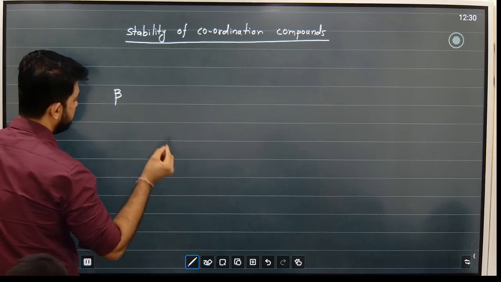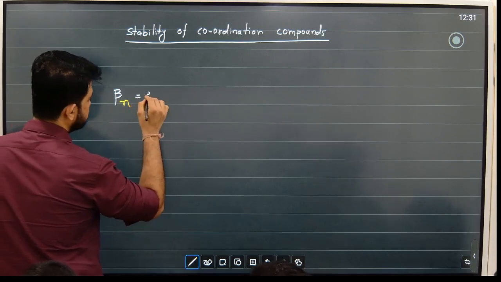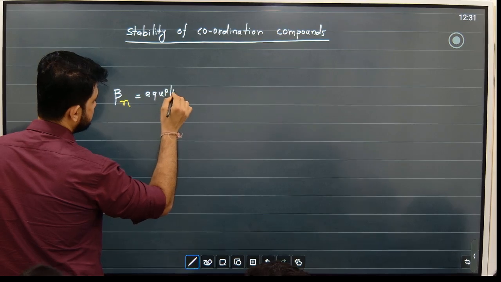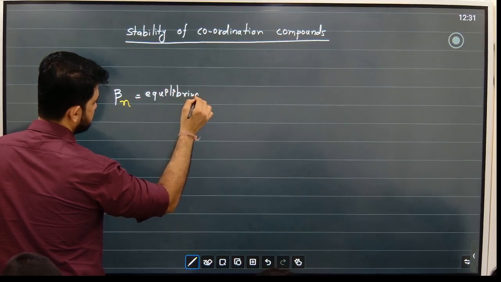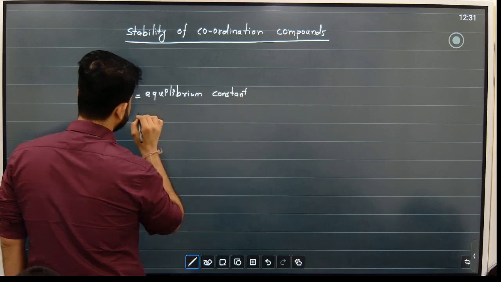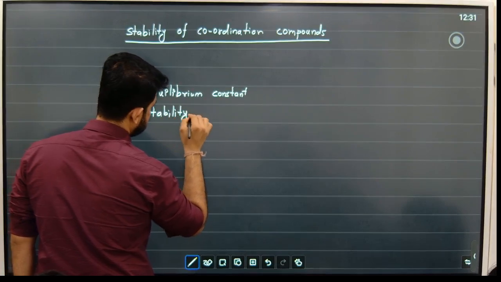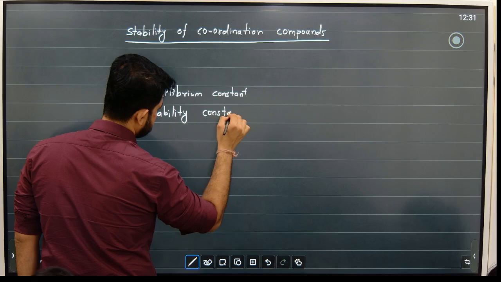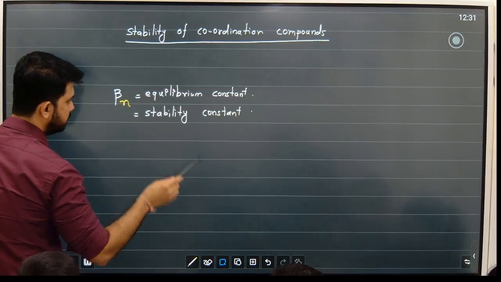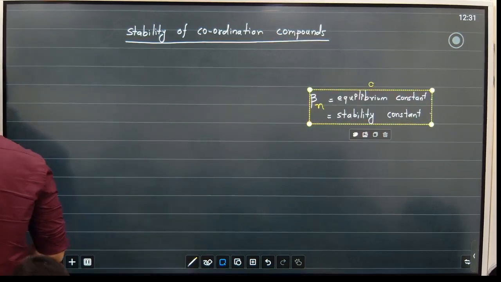Please write down the brackets. Beta n. This is similar to equilibrium constant. And I repeat, this is also called as... Now people, how do we get this stability constant? Let's try and understand that.